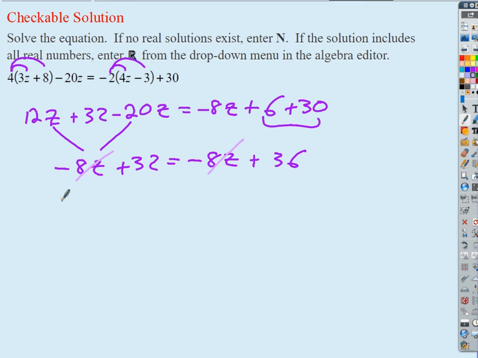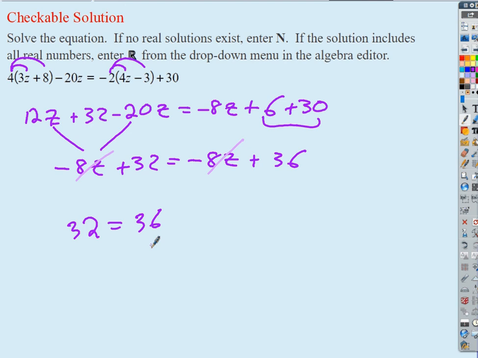I add 8z to both sides and the variables disappear. And then look at the result. The result is I get 32 equals 36, which is false, right? That's false, and so the answer is no solution, right? Whenever the variables go away and I get a false statement, we always conclude that means no solution.